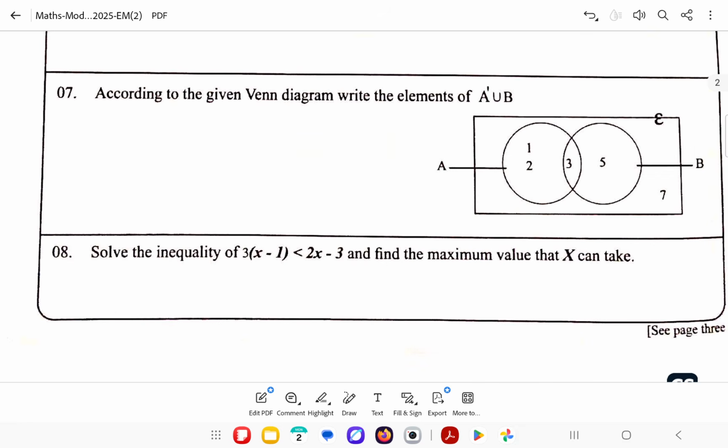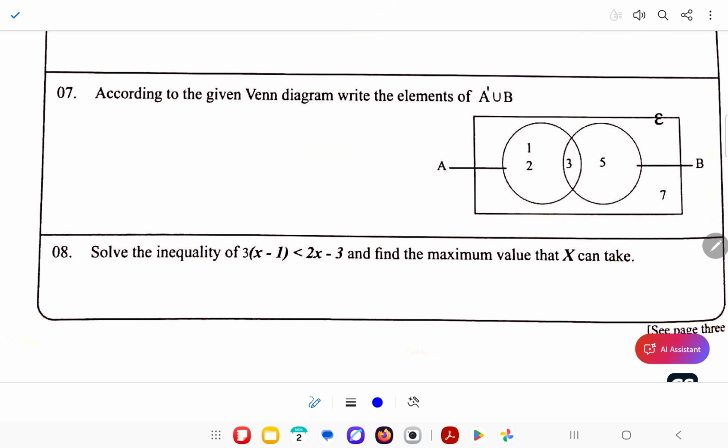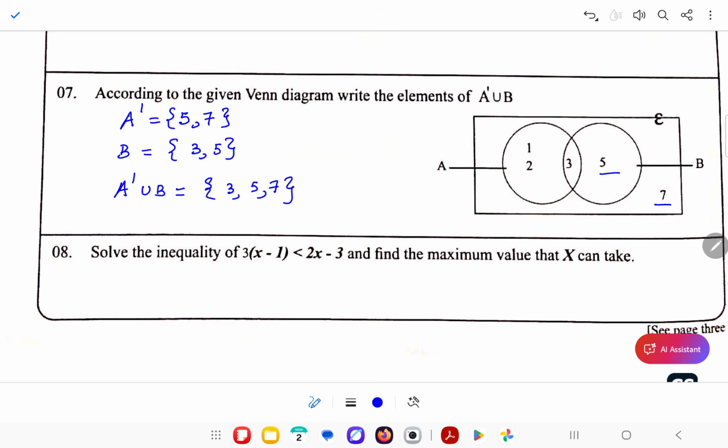Right. Then let's look at number 7. According to the Venn diagram, write the elements of A dash union B. So A complement union B. So first write the A complement elements, not in A. So not in A are 5 and 7. Then write the elements of B. Those are 3 and 5. So union means all the elements in both sets. So 3, 5 and 7.